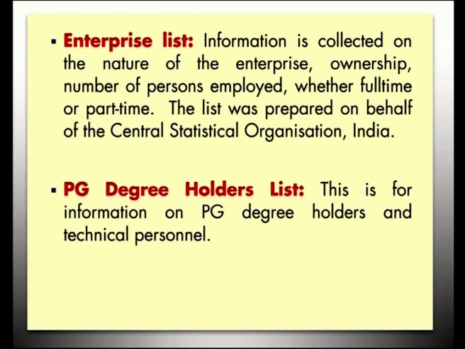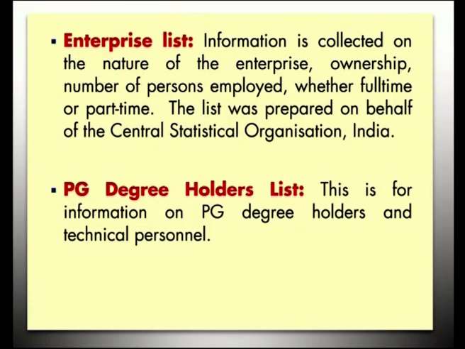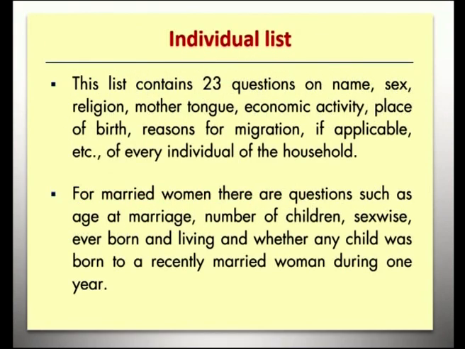Nowadays holding a degree has become so common, therefore an advanced list of PG degree holders was collected. This is for the information of PG degree holders and technical personnel in the family. The individual list contains 23 questions based on name, sex, religion, mother tongue, economic activity, place of birth, reasons for migration if applicable, etc. of every individual of the household.